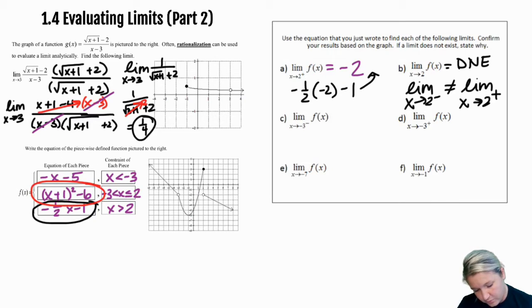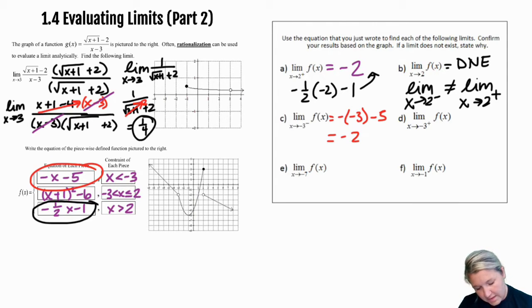Sorry, from the left is going to be numbers that are less than -3, so I'm going to use this one right here. So this is going to be -3 minus 5. So this becomes -2 here.